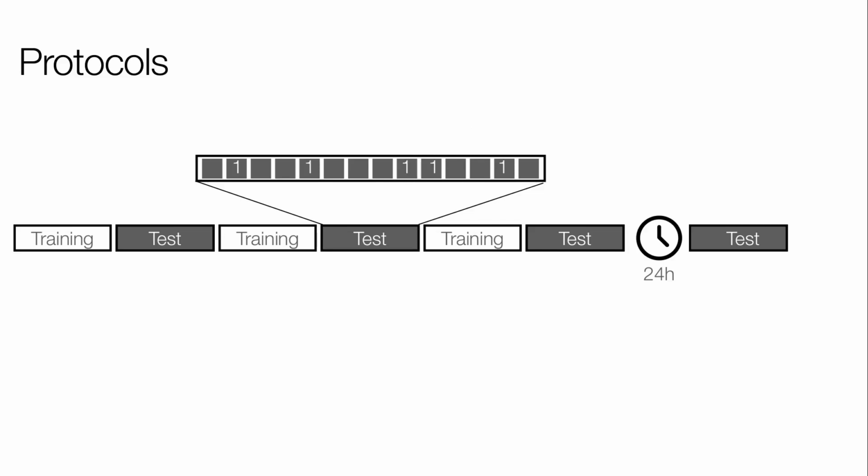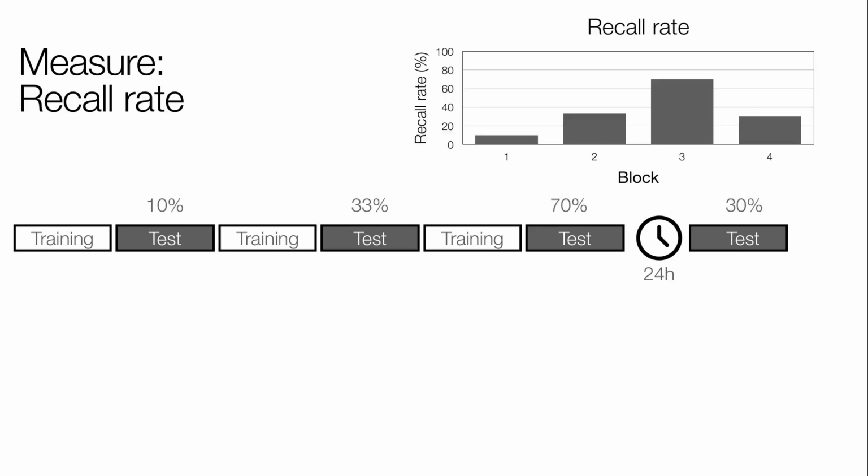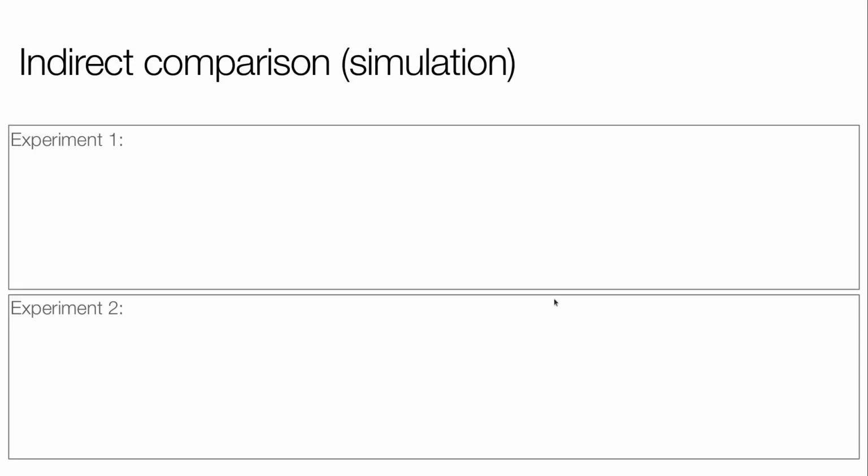The average recall rate for a participant can be computed by averaging the recall scores, and this can be done for each testing block. This is then usually averaged over users, which gets us this typical bar chart that you will find in many evaluations of recall-based interaction techniques. One difficulty with such an evaluation is that indirect comparisons are difficult to perform.